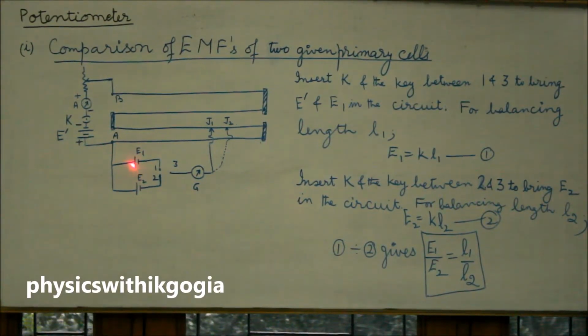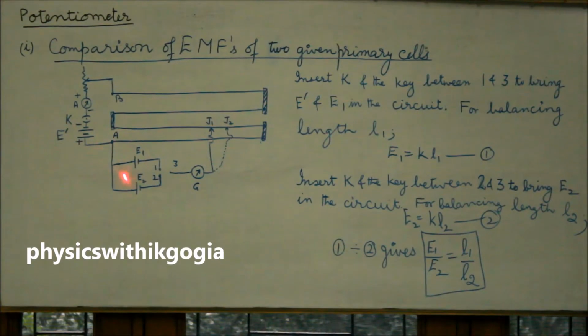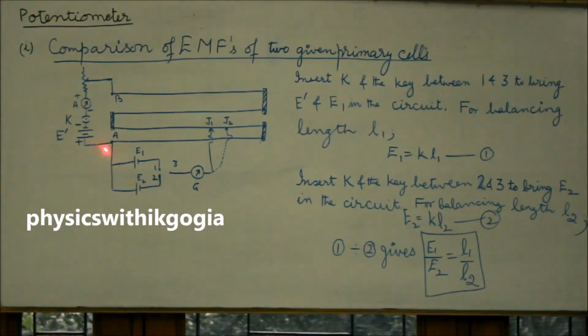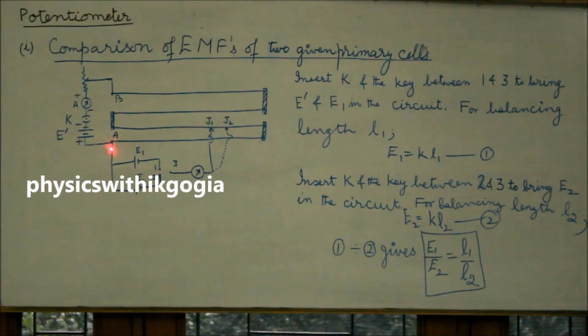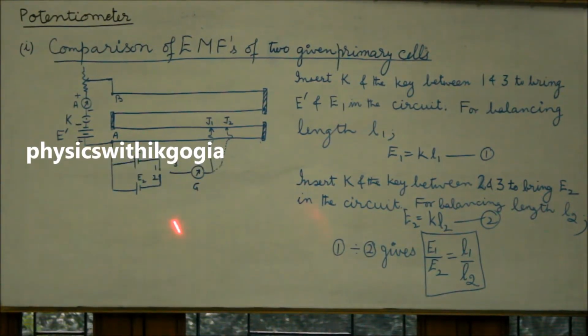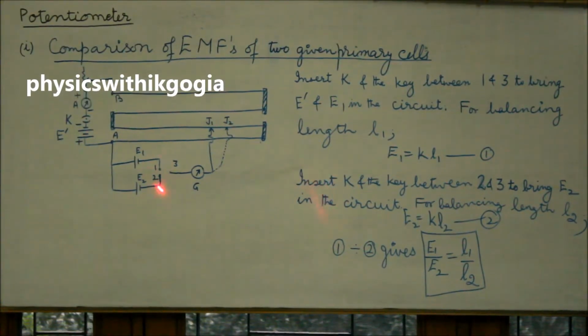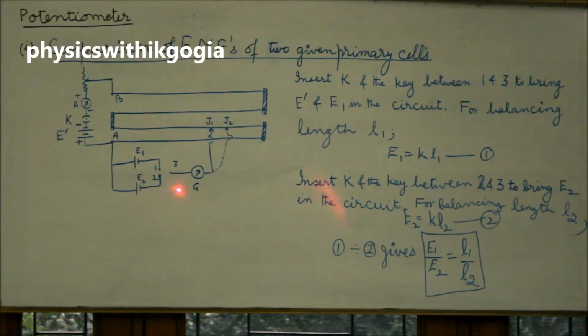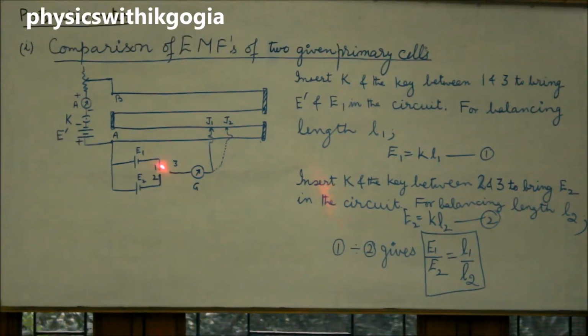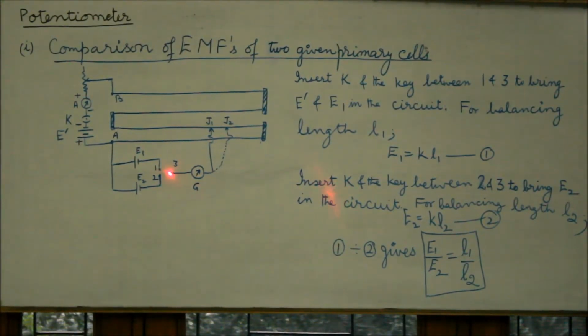Remember, the positives of all the cells, E1, E2 and the main circuit battery, all go to the 0 centimeter end. The other negative ends of the cells are connected to a two-way key. Here you have a two-way key, meaning you can connect cell E1 alone by inserting the key between 1 and 3. You can bring E2 alone in the circuit by inserting the key between 2 and 3. So the first thing is to check whether the connections and the EMFs are proper.